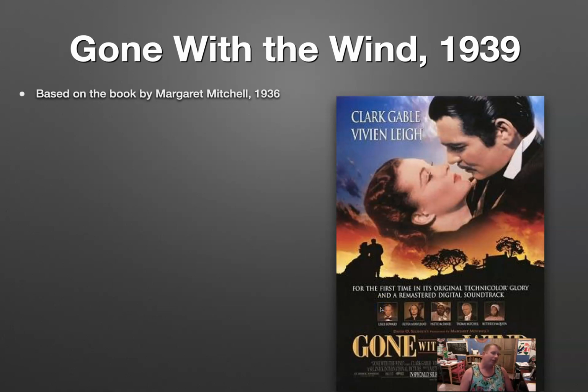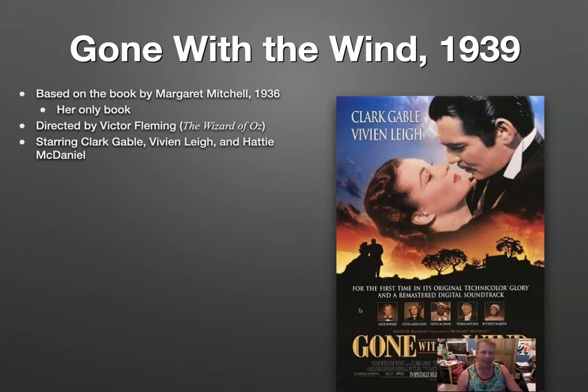It's based on a book of the same name by Margaret Mitchell, which was released in 1936. It's her only book. There's no sequel to the book. Unfortunately, she was killed in a car crash after the movie came out. So they had no chance to ever continue this story. It was directed by Victor Fleming in 1939, the same year he directed The Wizard of Oz. Kind of a big year for the guy.